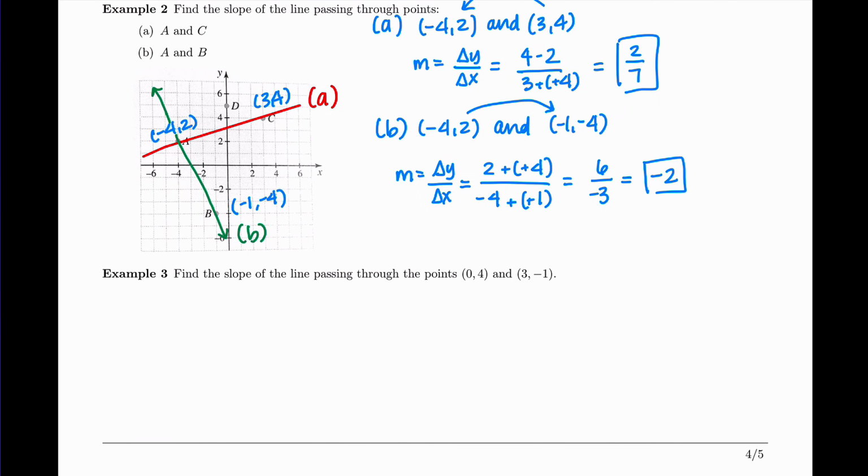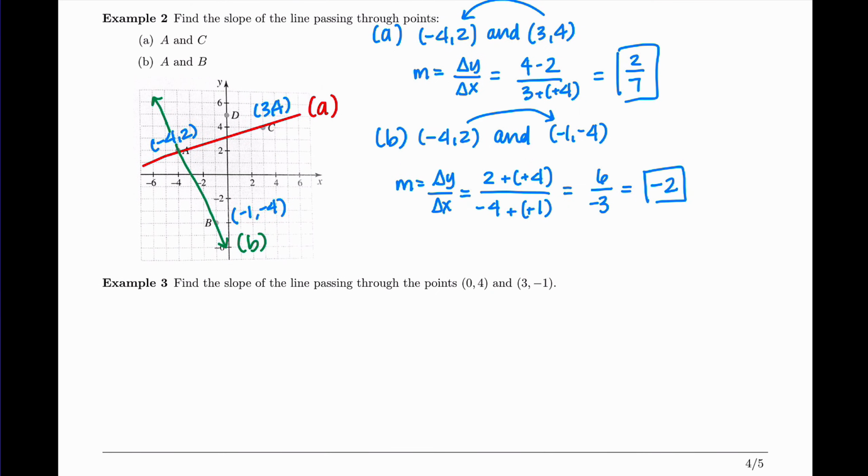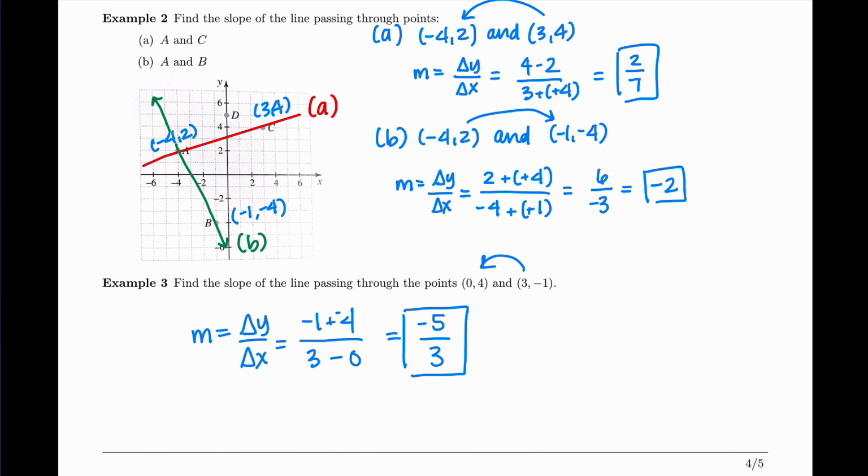All right, and one more. What if we're not given the picture? We're just asked to find the slope of the line passing through 2 points. We'll set up our m, again, is our change in y over our change in x. And I'll go this direction this time. Again, it doesn't matter as long as you're consistent. So change in y would be -1 minus 4. Change in x would be 3 minus 0. I'll get a -5 on top, so -5 over 3. So my slope is -5/3.